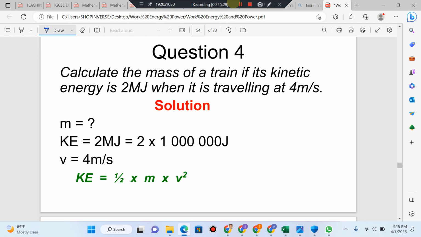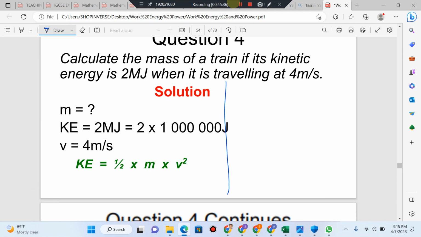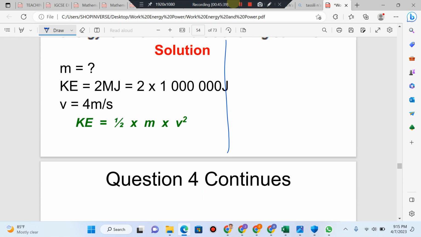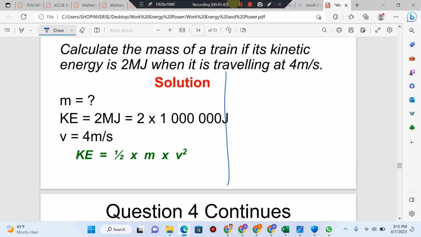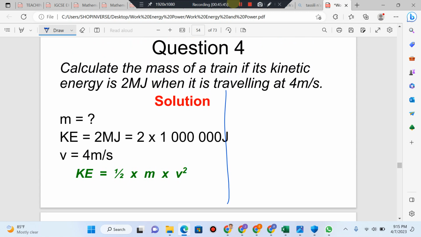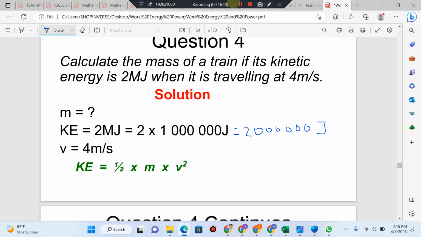Question 4. Calculate the mass of a train if its kinetic energy is 2 megajoules. Just the values have been defined. Mass is unknown. The kinetic energy is 2 megajoules. So you express 2 megajoules as 2 times 1 million. If you multiply 2 by 1 million, you get 2 million joules. That's the kinetic energy.